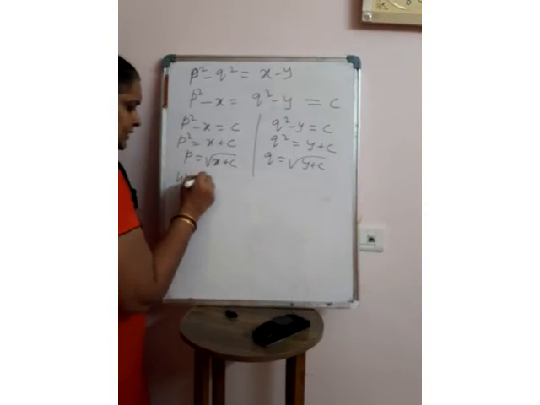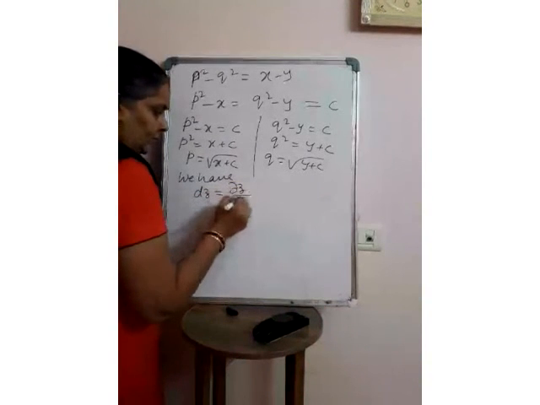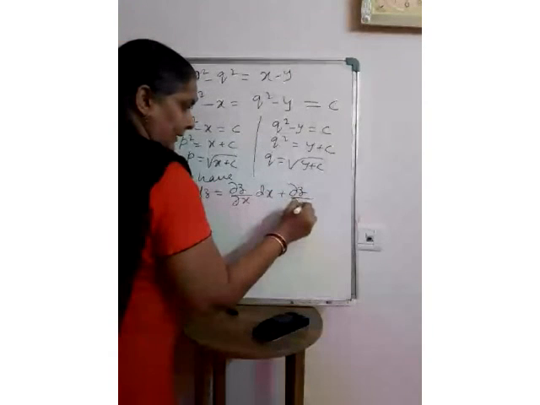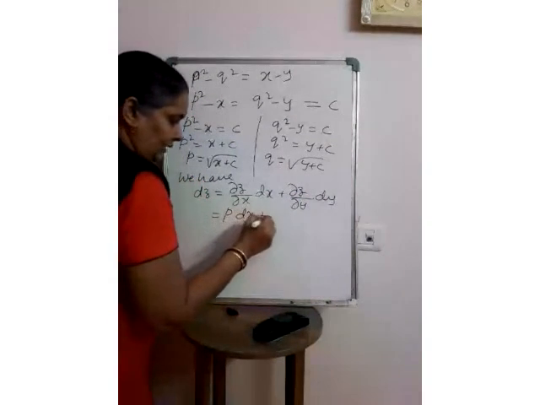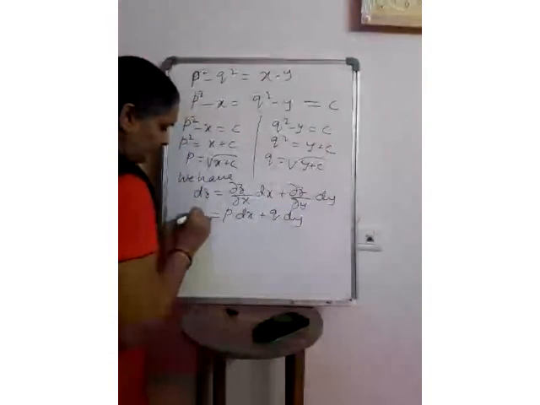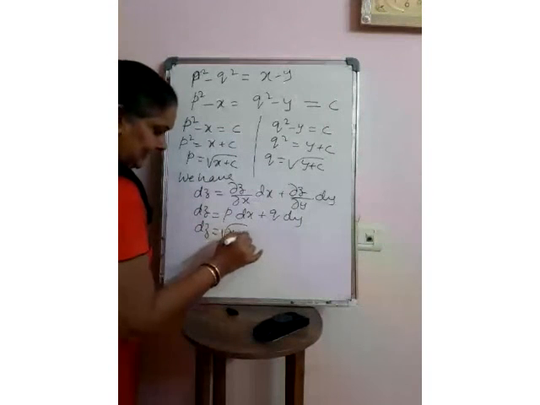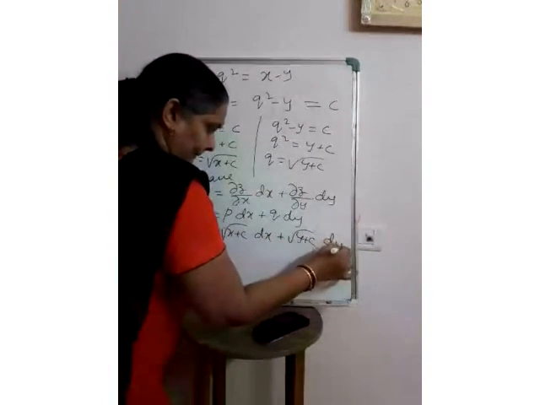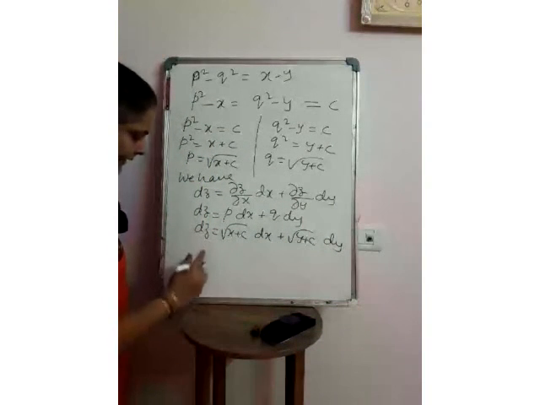So what is the relation we have? We have dz is equal to ∂z/∂x dx plus ∂z/∂y dy. This is p dx plus q dy. Whatever we have calculated as p and q, we substitute here: root over x plus c dx, root over y plus c dy. So this is completely a pure relation. Now we'll integrate.